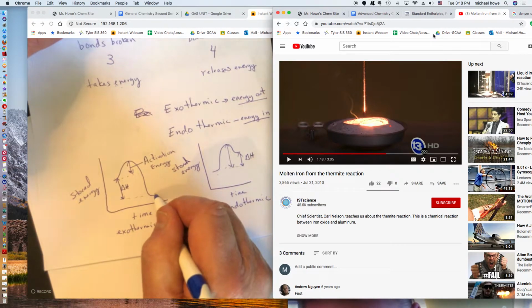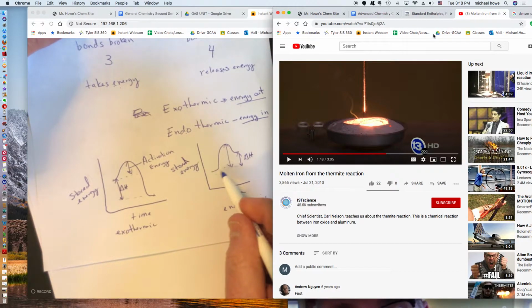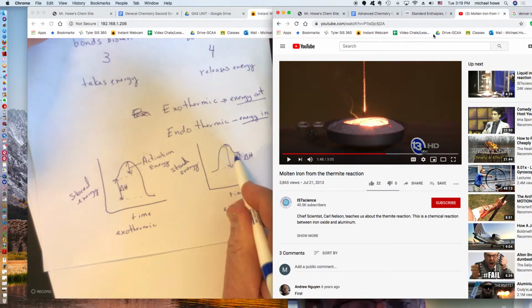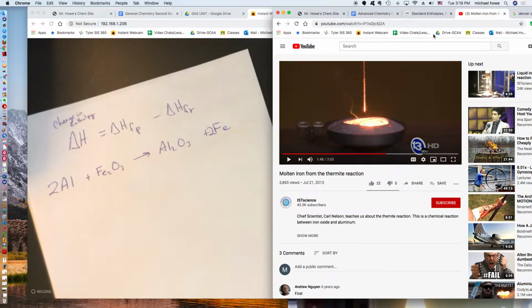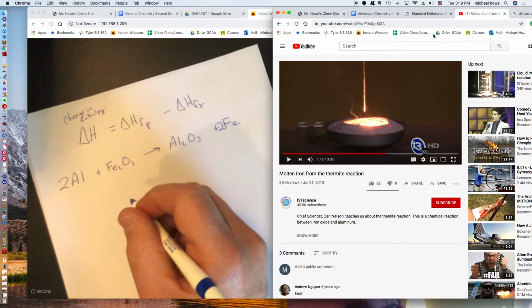you end with less energy than you started, and that would be what we just saw. Endothermic would mean the environment would get colder, we'd end with more energy than we started. So that was a very exothermic reaction. We're going to actually calculate the energy change now for that reaction.